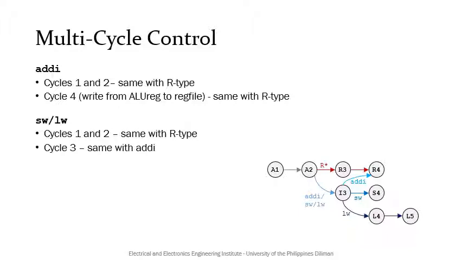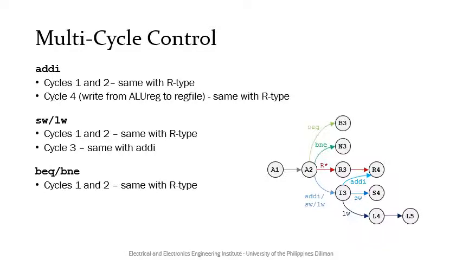Next, BEQ and BNE still follow the same steps for cycles 1 and 2, but differ in the 3rd clock cycle, where a write to PC may occur depending on the 0 flag. Thus, we introduce new states B3 and N3 for BEQ and BNE respectively.